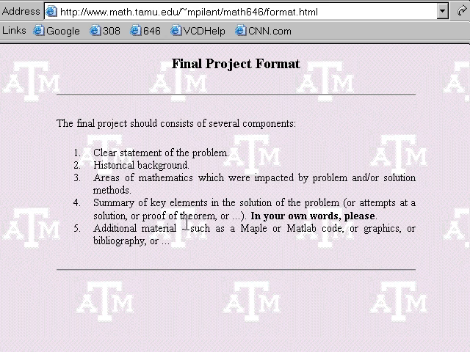Please list the areas of mathematics that were impacted by the problem or the solution methods, and in your own words, summarize the key elements that are involved, mathematically speaking, in the solution of the problem and how it's impacted, say, modern areas of mathematics or other science. And if you have any additional material, such as an exhaustive list of links or things, the format is either a website, if you have access to creating a website, or an electronic form of document, Word, text, PDF, PostScript, whatever.